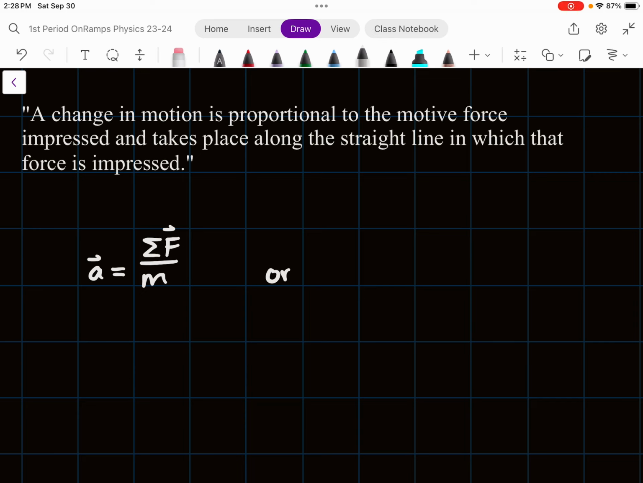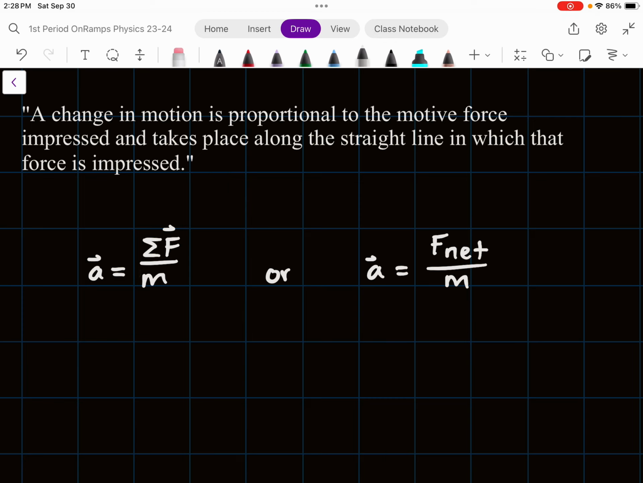Some textbooks show this law, for instance, OpenStax. They show it like this: acceleration is equal to the net force divided by the mass. Please know that these two mean the same. The net force is the sum of the forces. Okay? I will use this version of the law, this representation, because of what we'll do with free body diagrams.